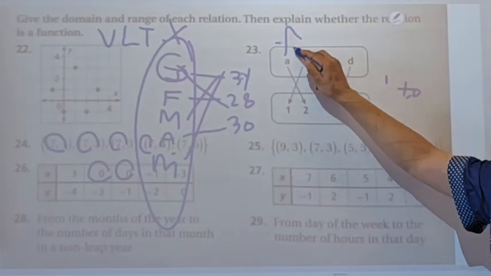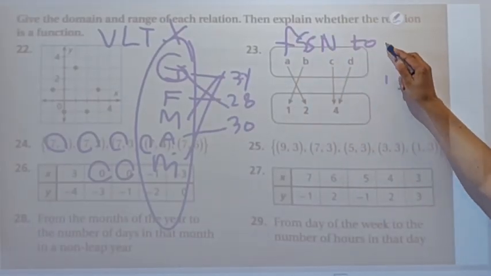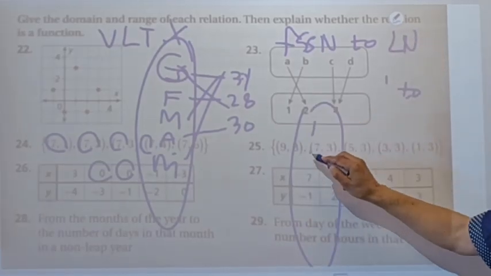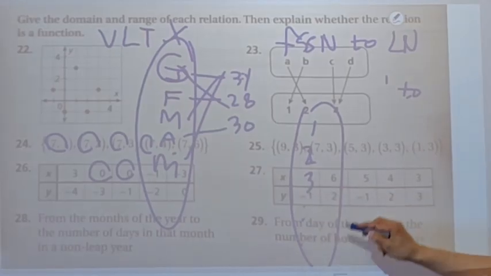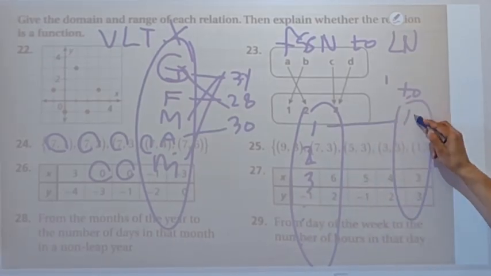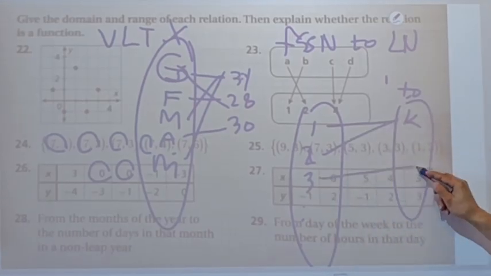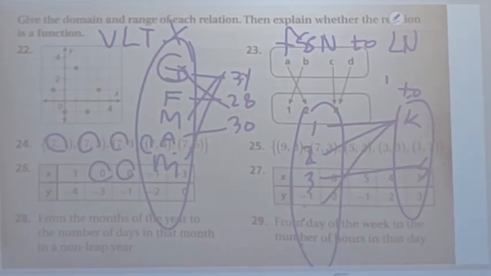Now from social security number to last name. Then social security number here, right? 2, 3, all different social security numbers. Last name here, Kang. And this social security number, Kang. This social security number, Smith. This social security number is Kang again. Is that a function or not? That's not a function. Why not?